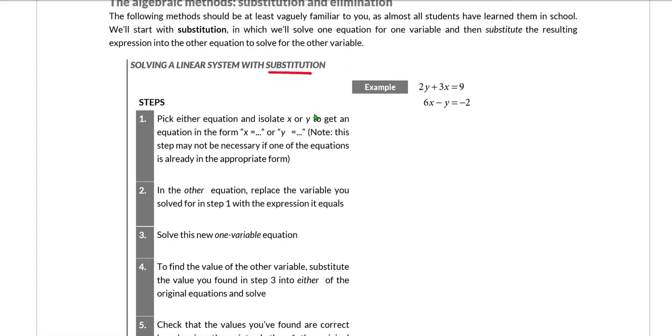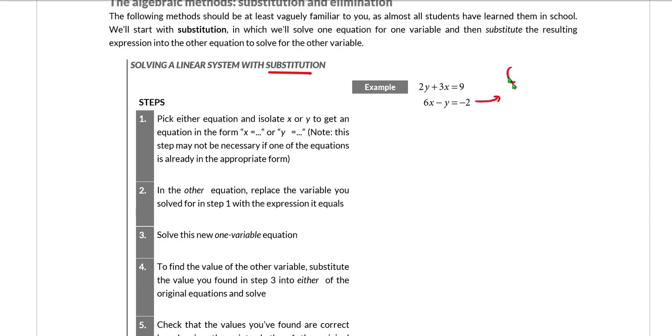The steps for substitution are listed here. We're just going to work through them one step at a time. What we do is pick one equation and isolate the x or the y. At a quick glance, it would probably be easier to isolate the y in the second equation. We don't have to, but I think that's going to be easiest.